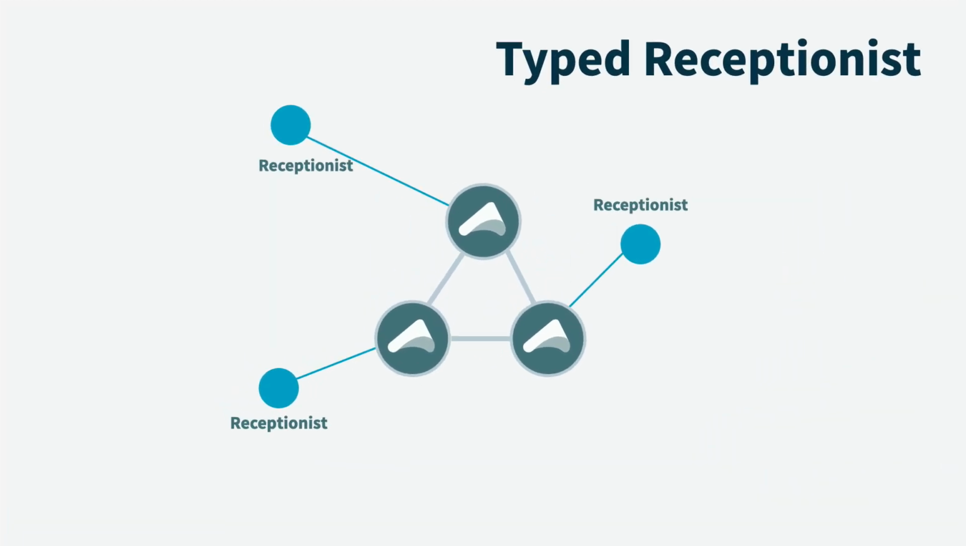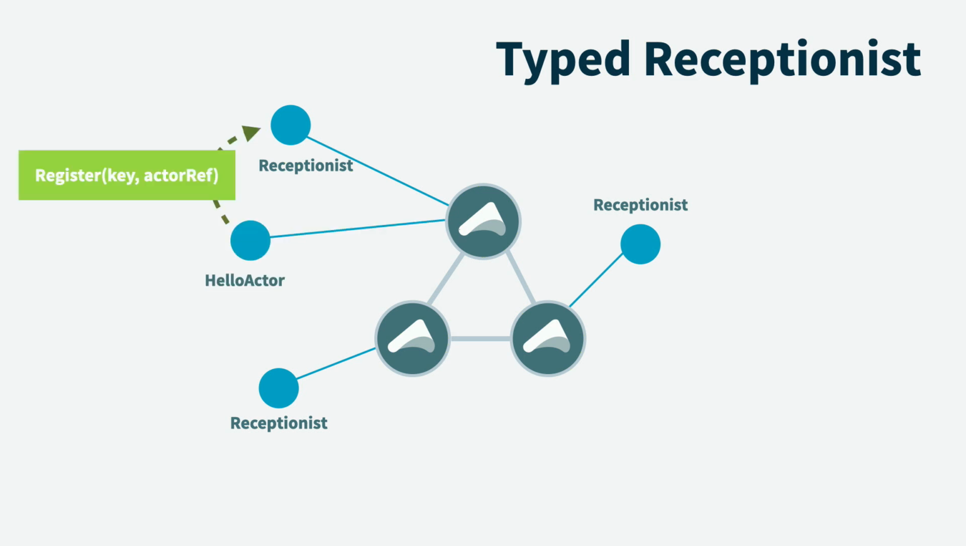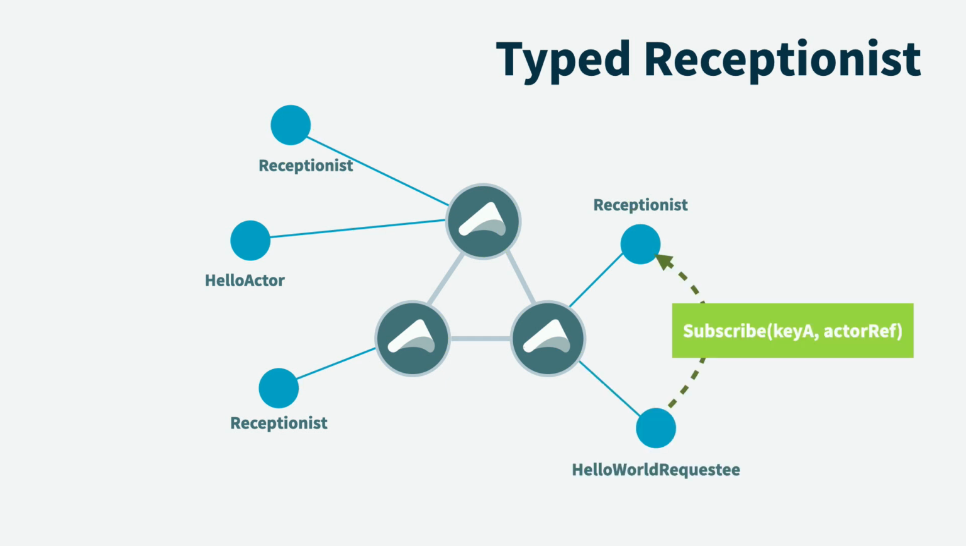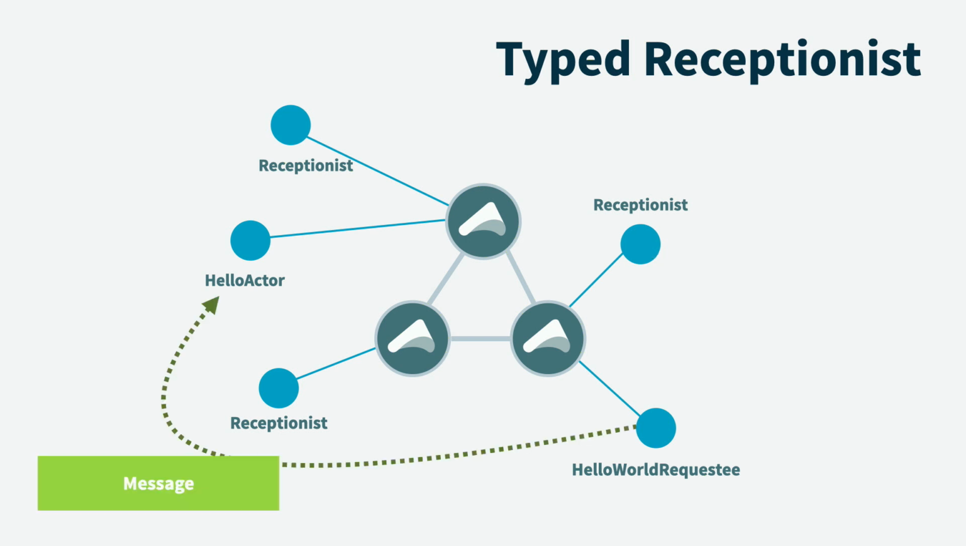So it looks like this. On every node, there's a receptionist, which is an actor in itself, but it comes pre-packaged with Akka. It's always started when you start the actor system. One actor, in this case our hello actor, can register itself with a key. And this is gossiped to the other nodes, so just like the cluster state, it's an eventually consistent data structure, the registry, the set of registered services. And then on some other node or on the same node, I can subscribe to updates for this key. And every time the set of registered services changes, I get a listing. And I can then use this listing to send a message to one of them or all of them.